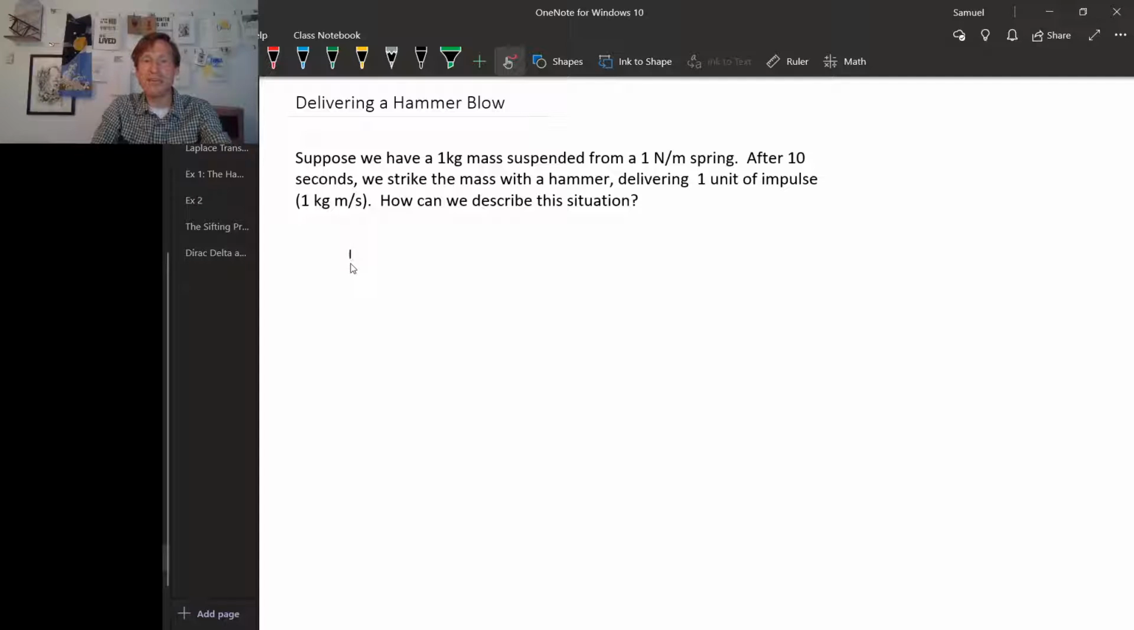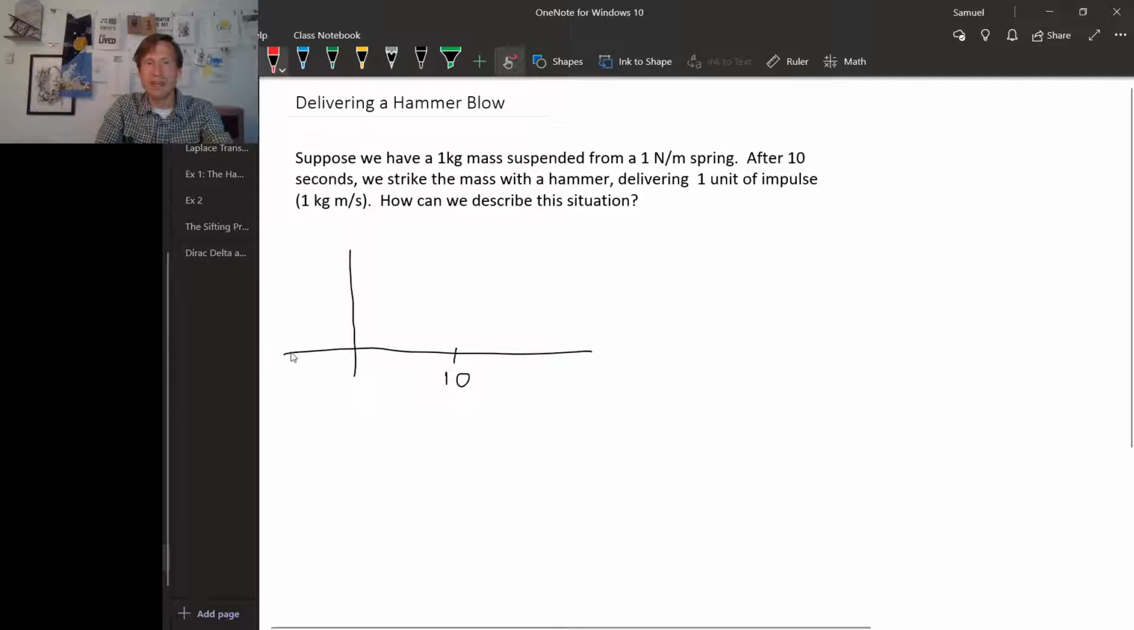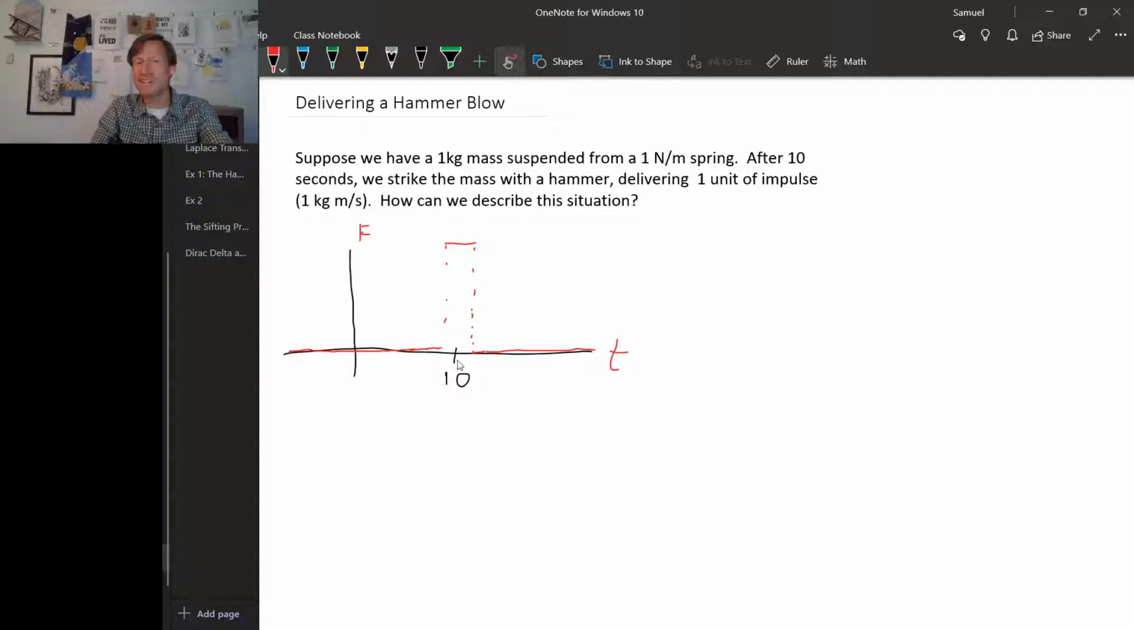So if we graph the force that the hammer exerts, since we're hitting the mass after 10 seconds, this is force versus time. The force is 0 everywhere that's far away from 10 seconds, and then near 10 seconds, the force is very high, right? Just for a brief moment around 10 seconds. Now the question is how high, and what we're going to do ultimately is make this interval around 10 go to 0 so that this hammer blow is happening basically instantaneously, just in an instant.